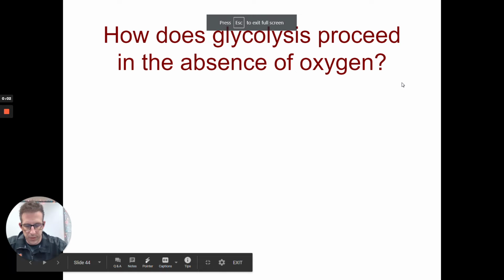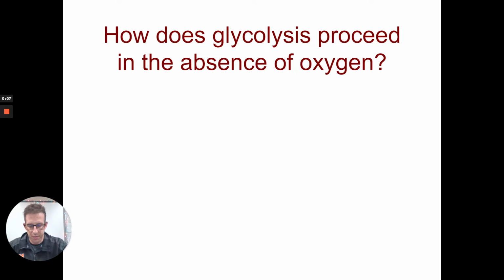Alright guys, we're here with the final video in cell respiration. Even though we have covered all of the processes of cell respiration, we've talked about the process of glycolysis and the Krebs cycle and the electron transport chain and oxidative phosphorylation. We've talked about how we actually get a majority of our ATP and all these other things.